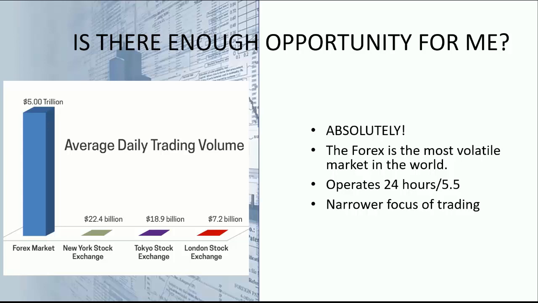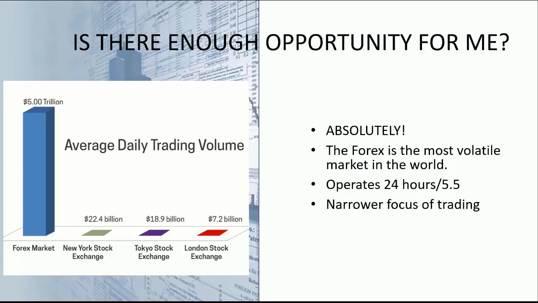So if we're talking about the way that the forex market moves in comparison to the rest of the world markets or the other exchanges, here on this graph, you can clearly see the New York Stock Exchange on average trades $22.4 billion on a daily basis. The Tokyo market is not too far behind at 18.9, and the London Stock Exchange at 7.2 billion. You can see here how the forex market, the volume exchanged on a daily basis, is absolutely dwarfing these other exchanges. $5 trillion at last check.